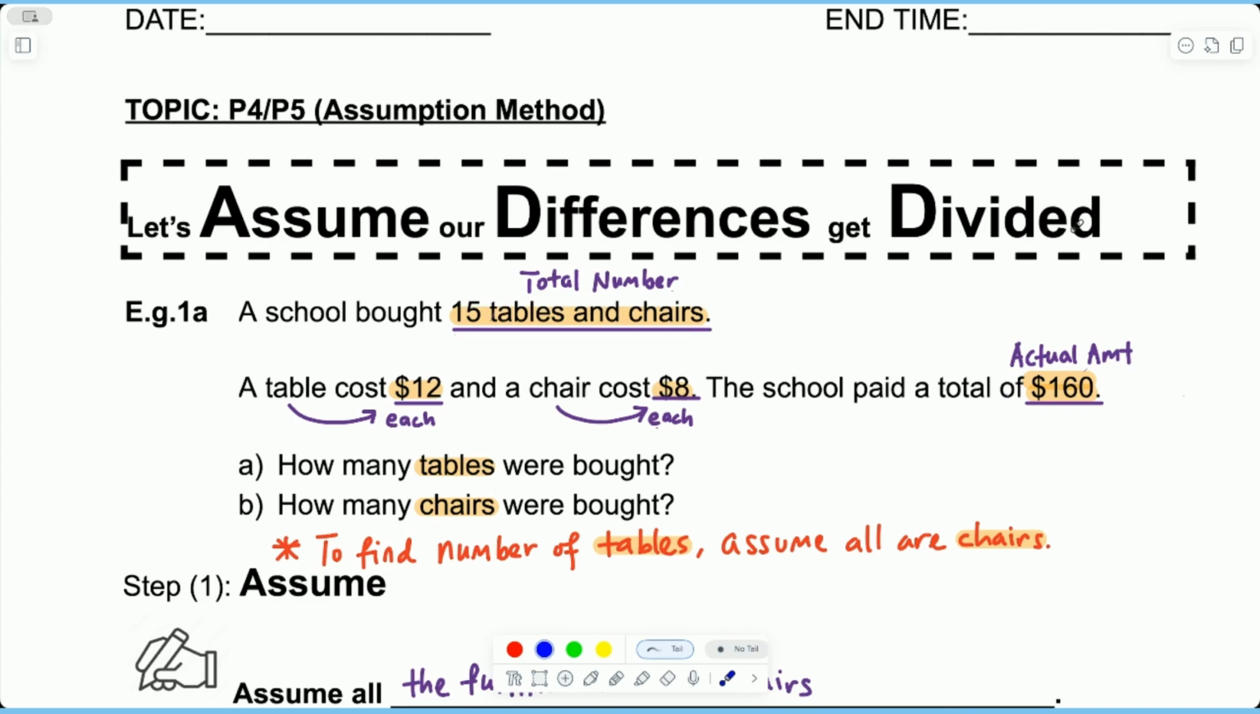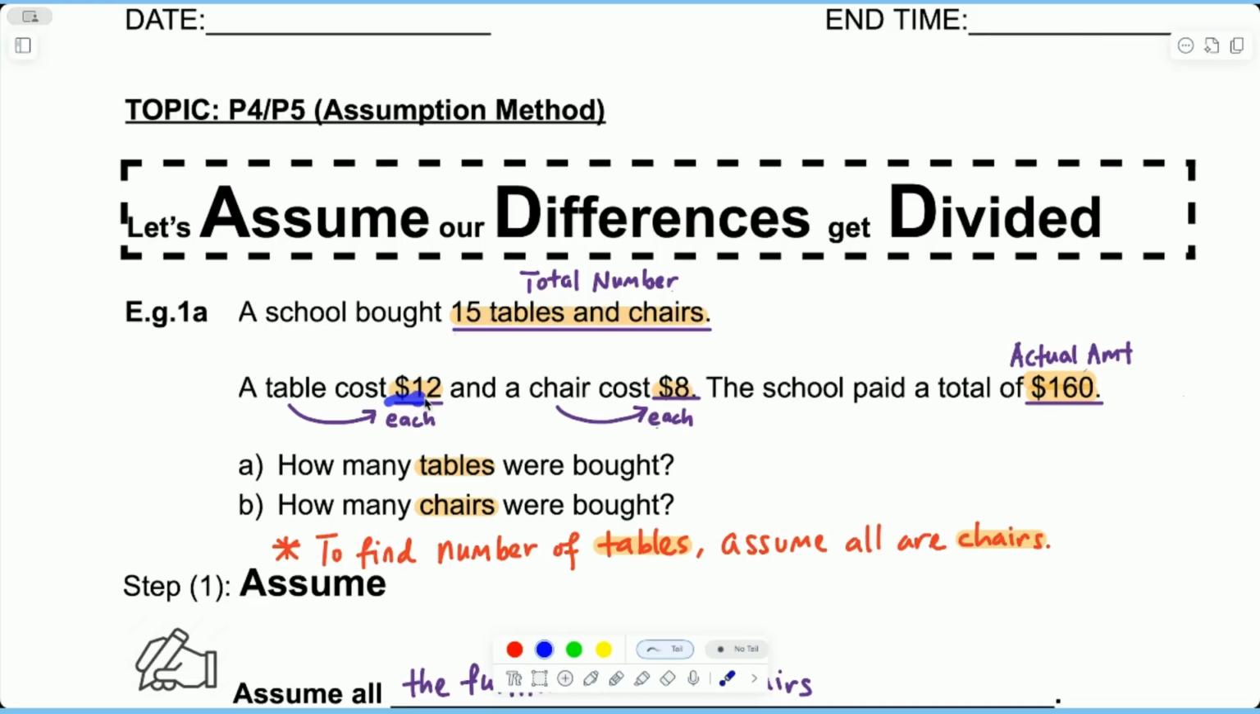How can we identify that we can solve a problem using the assumption method? There must be 4 elements present. First, the total number. We are told that there are 15 tables and chairs, so this is the total number that is known. However, we do not know how many tables and how many chairs, but the total number is 15.